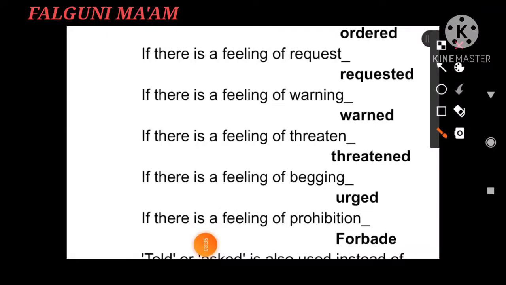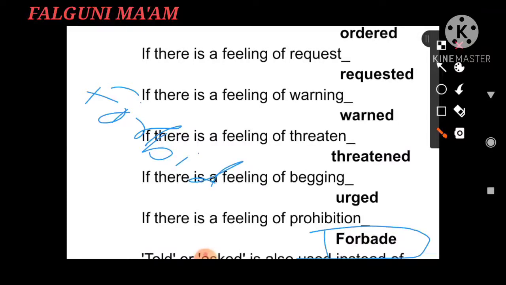In all the reporting verbs, mostly there is a D or ED in the word, but here in forbid there is no D. Why? Because students, forbid is already a past form. The root verb is forbid, past forbade and past participle forbidden. So, the forbid word here is already a past verb.